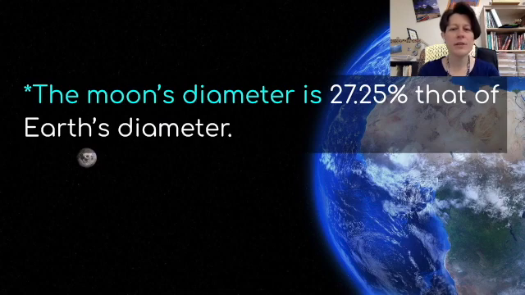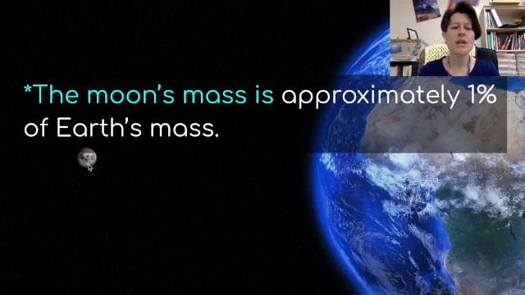The Moon's diameter is 27.25% that of Earth's diameter. Okay, so diameter, the distance across. Now this picture is not to scale. It just was meant to show you that the Earth is much larger than the Moon. The Moon's mass is approximately 1% of Earth's mass.